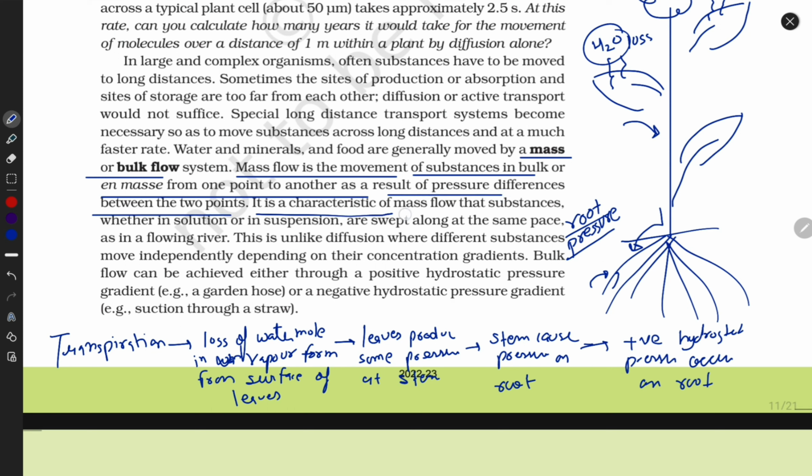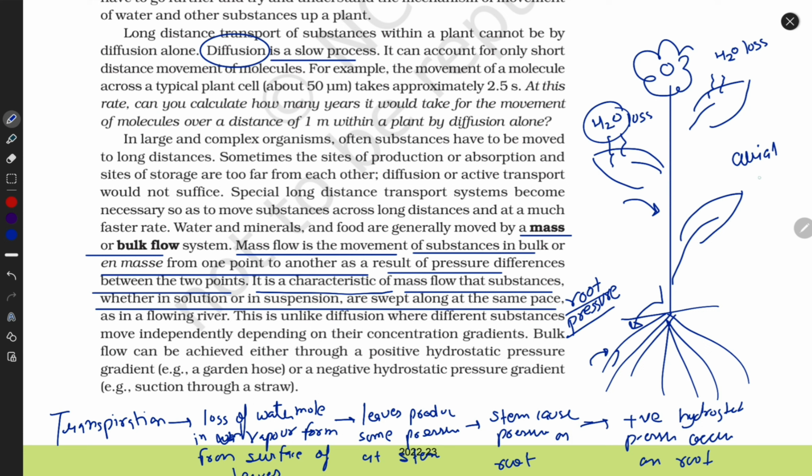It is a characteristic of mass flow that substances, whether in solution or suspension, are swept along at the same pace. Simple. If transpiration occurs at the aerial part of the plant, then what will happen? The water is removed in the form of vapor, so the leaf is short of water. It asks the stem, please give me some water. The stem has lots of water, so it easily provides it to the leaf.